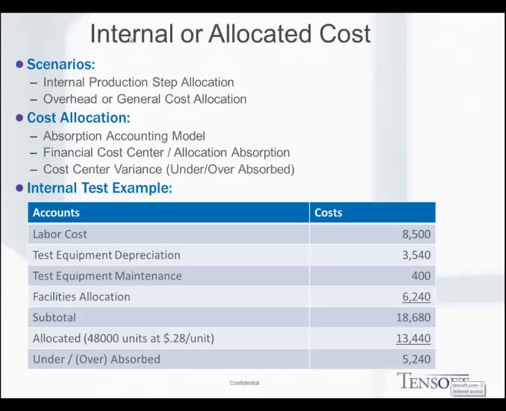So in our particular example here of the internal cost, we've got labor costs, test equipment, test maintenance, facilities allocation for our internal test center, the subtotal cost, and then we're actually absorbing that into inventory at a cost per unit. So we have 48,000 units at 28 cents, and so we absorb 13,440. So we have an under-absorbed cost amount of 5,200.